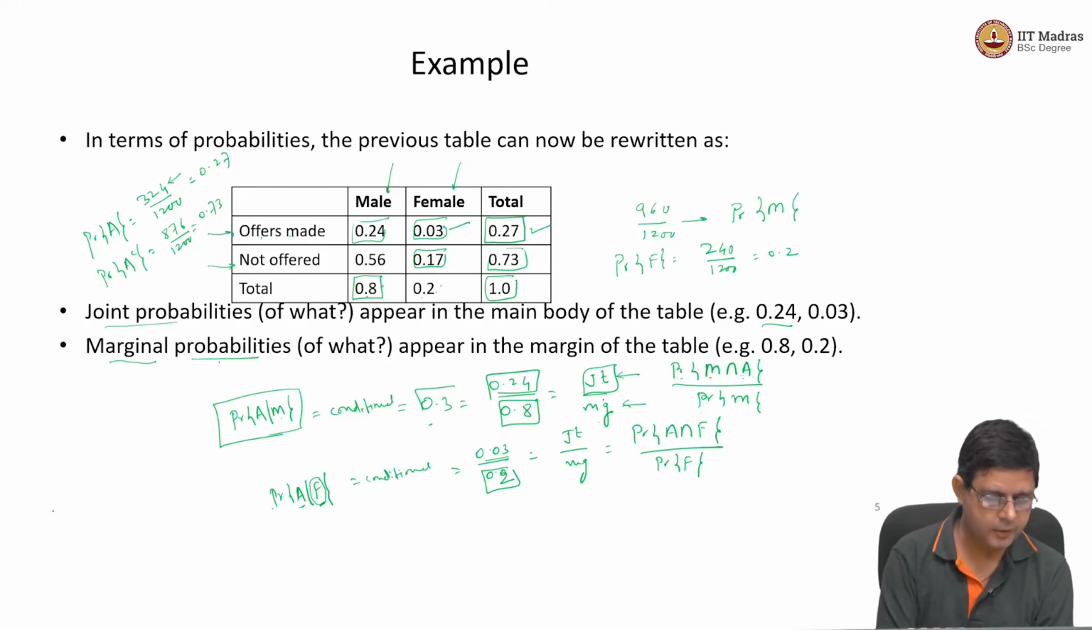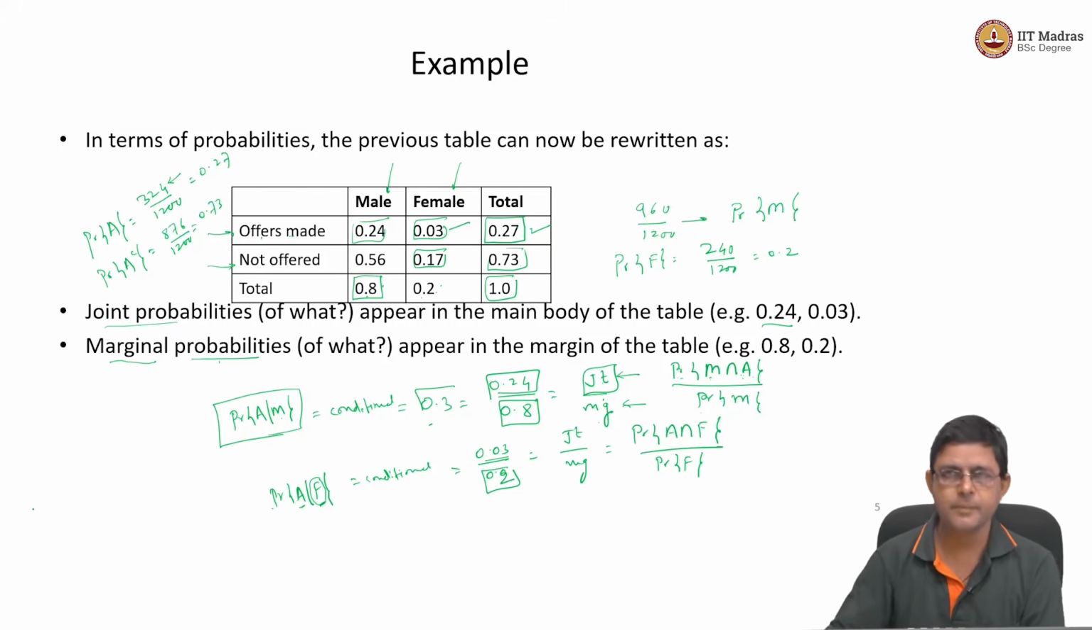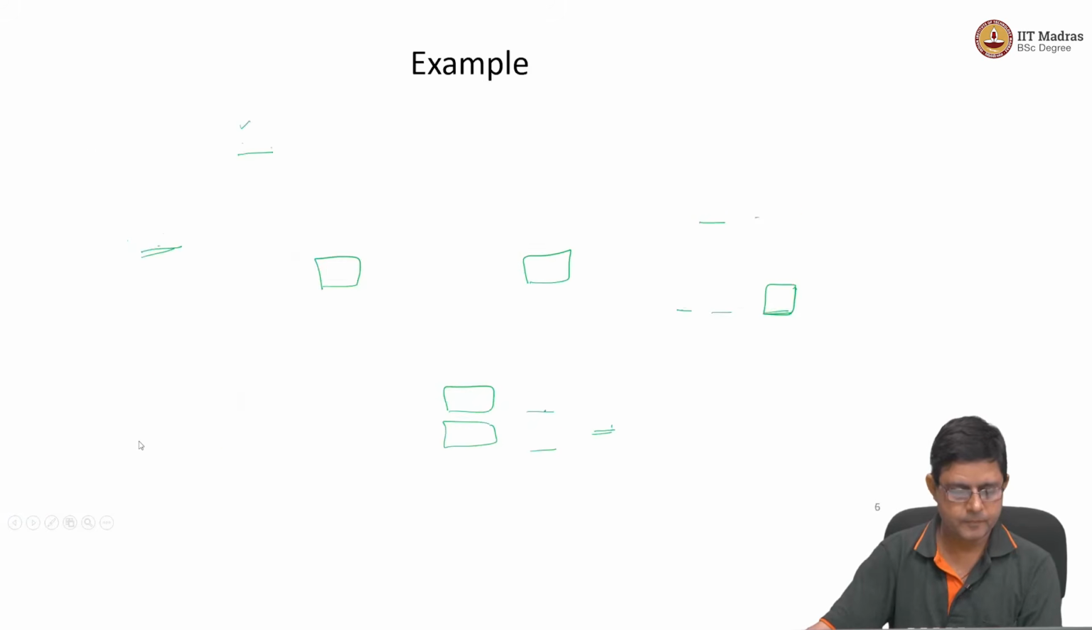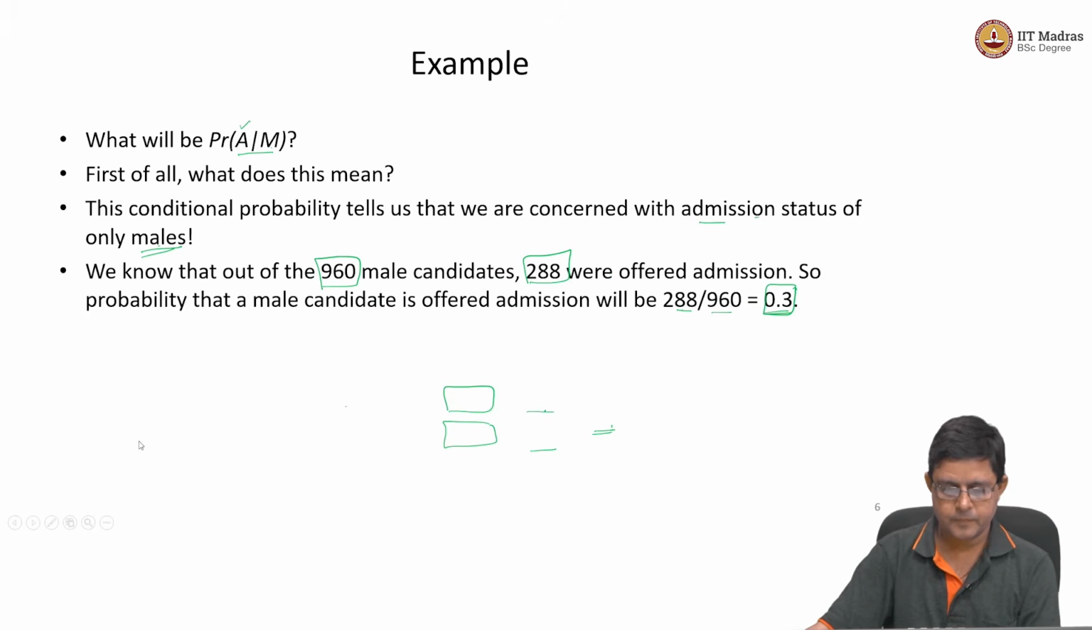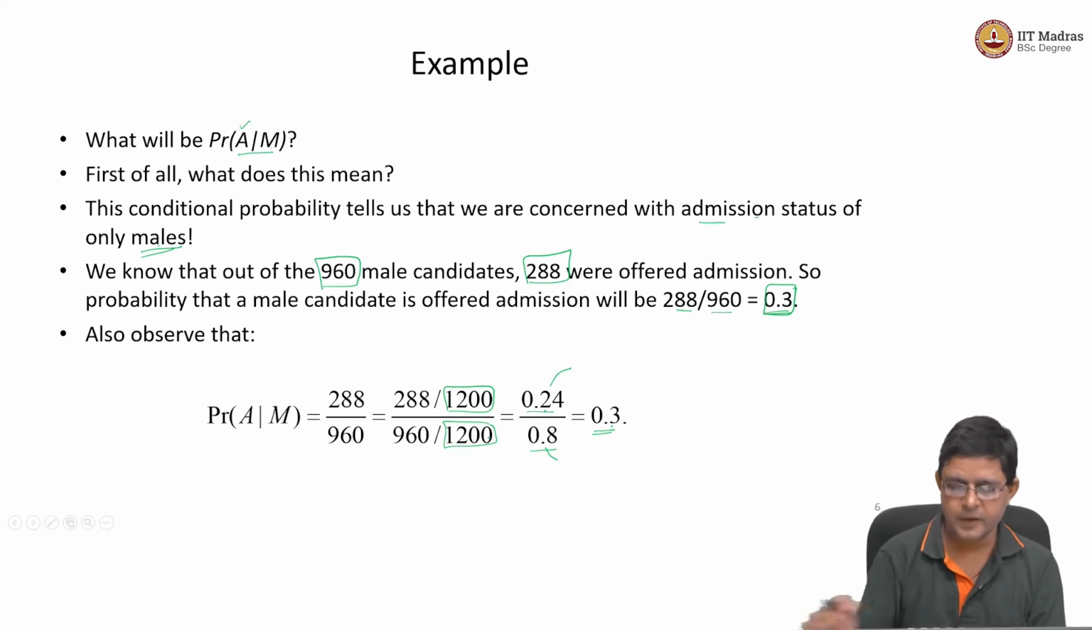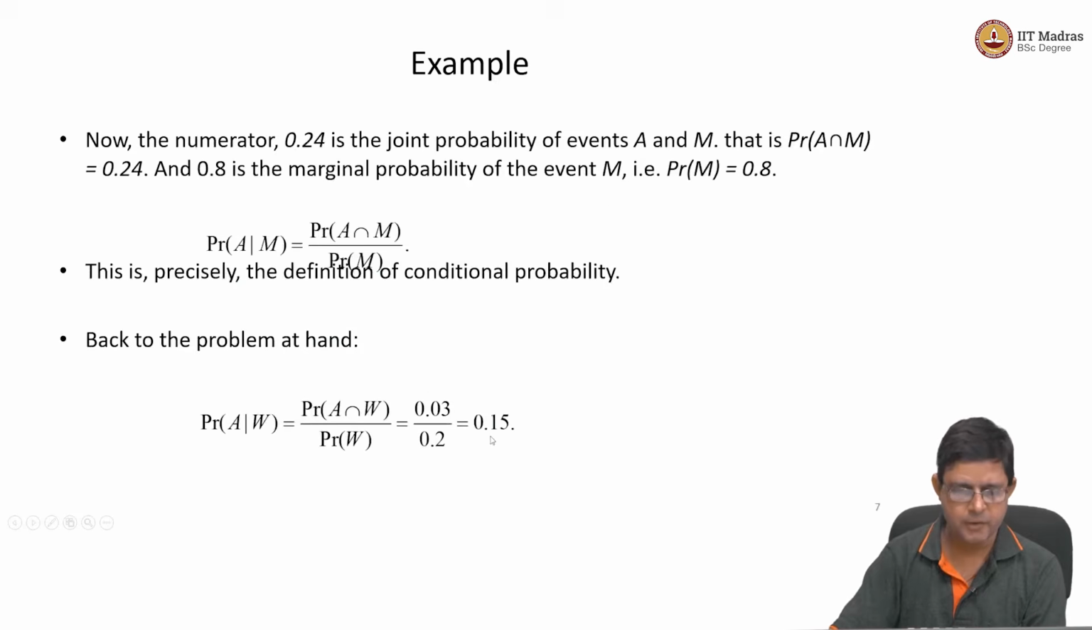Okay. So that is how you calculate conditional probability. Conditional probability is calculated as the ratio of joint probability and marginal probability. Similarly, you can calculate the other conditional probability, which we have already done, right. So this is what we have already said.